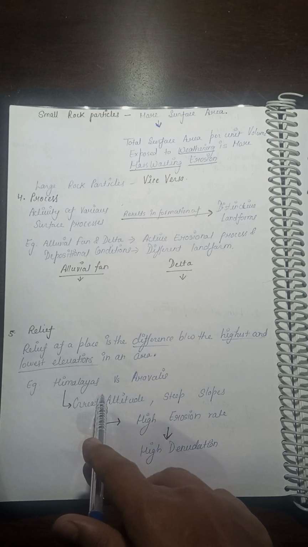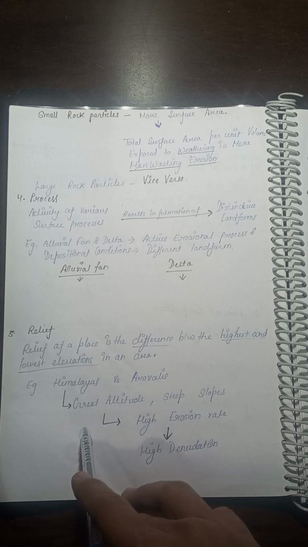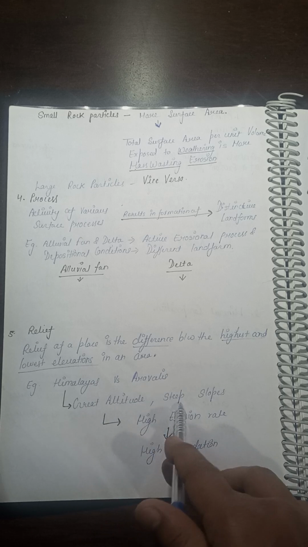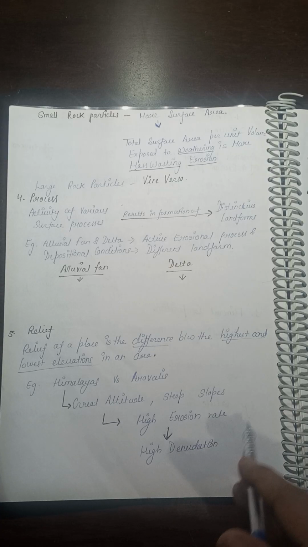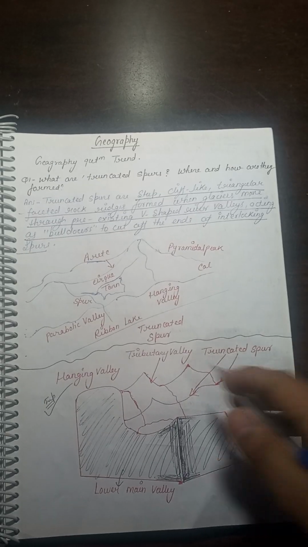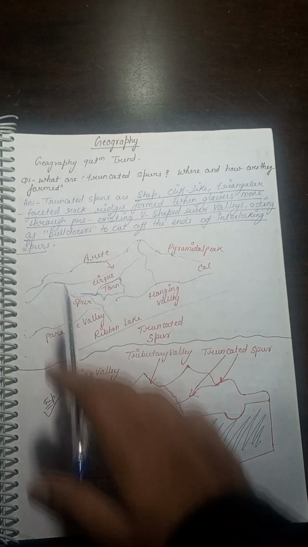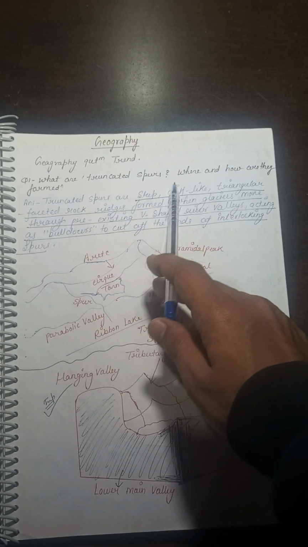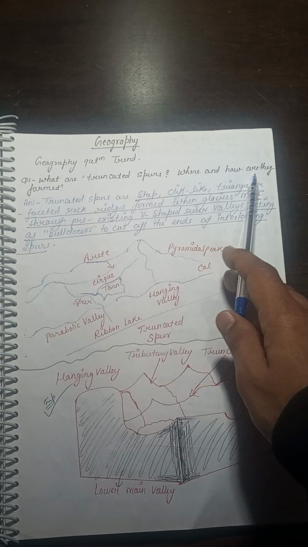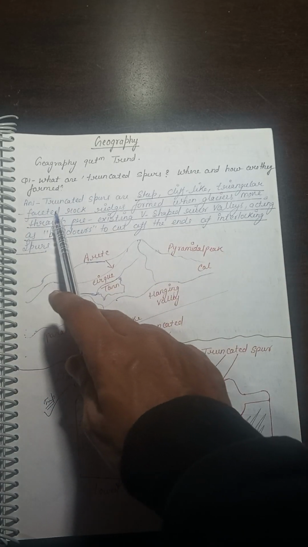Example, Himalayas versus Aravallis: great altitude, steep slopes, high erosion rate, high denudation. Geography question trend: what are truncated spurs? Where and how are they formed?